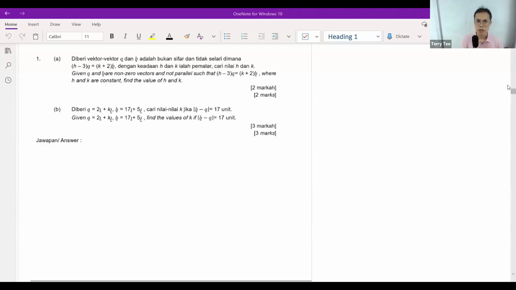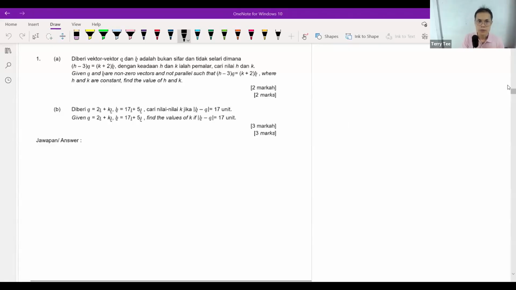Okay, let's begin with question number 1, part A. This is from the chapter Vectors, Form 4, Chapter 8. Given that a and b are non-zero, non-parallel vectors, such that (h - 3)a = (k + 2)b, where h and k are constants, we are supposed to find the values of h and k. Very simple: when two vectors are not parallel, the coefficients h - 3, let me write this down, and k + 2, these two coefficients must be 0.